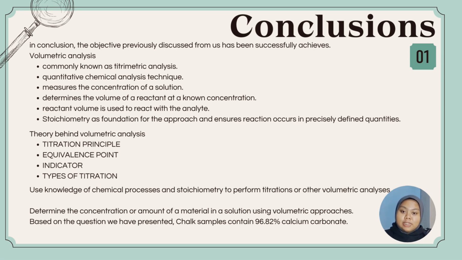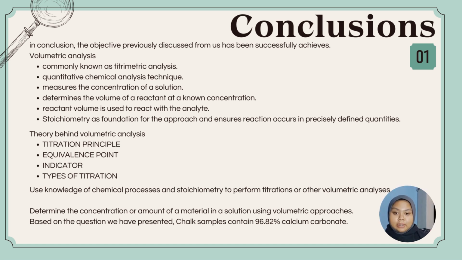Next, we are going to continue with the second objective. We get to know the theory of volumetric analysis. The titration principle involves a chemical reaction between the analyte and titrant to neutralize it. The equivalence point occurs when the amount of titrant added is stoichiometrically equal to the amount of the analyte present, indicating the chemical reaction is complete. When the titration reaches its endpoint, the indicator changes color to indicate equivalency. The titration types include acid-base, precipitation, complexometric, and redox, each suitable for different analytes.